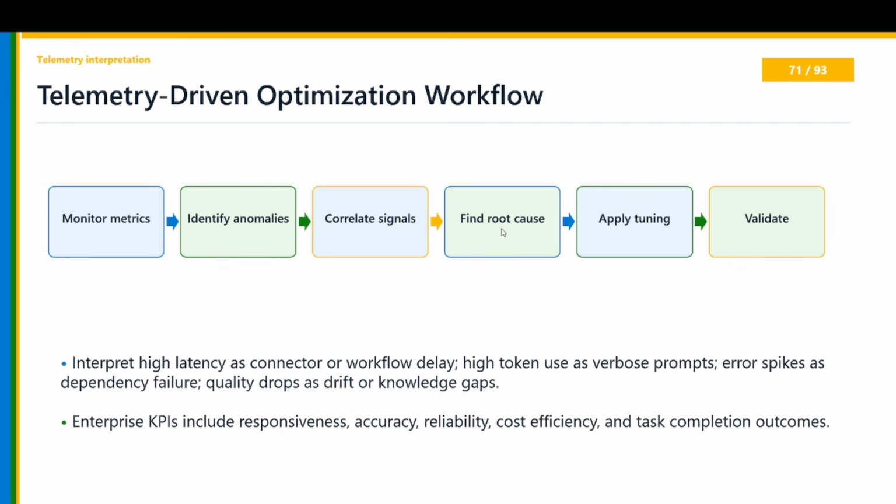Then after finding the root cause, you apply tuning. Now you've correlated and you know the root cause. You know the tool that is causing the problem. You know whether it is the prompt, for instance. Then you apply tuning. The next thing is to correct what is causing the error, correct what is causing the problem. And then after that, you validate and redeploy. This is the whole process of optimization. You can see it's simple and it's followed sequentially.